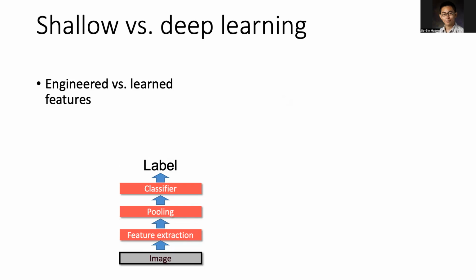This is called shallow learning, because most of it is hand-designed. We humans think that we are clever, so we design and think about what features are good for the task.